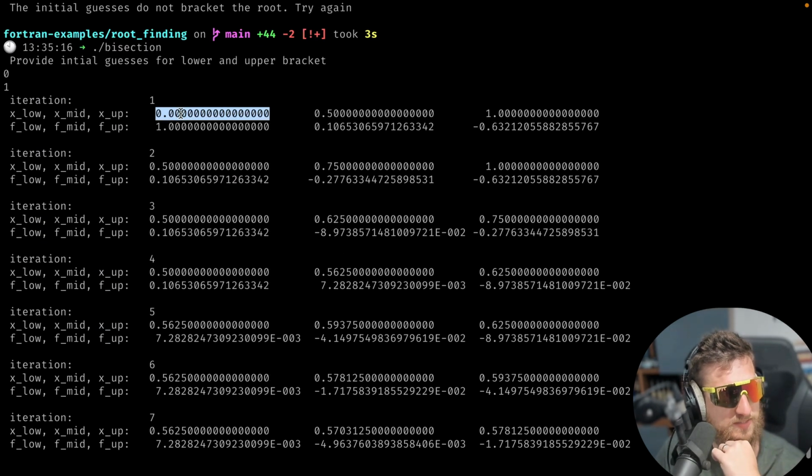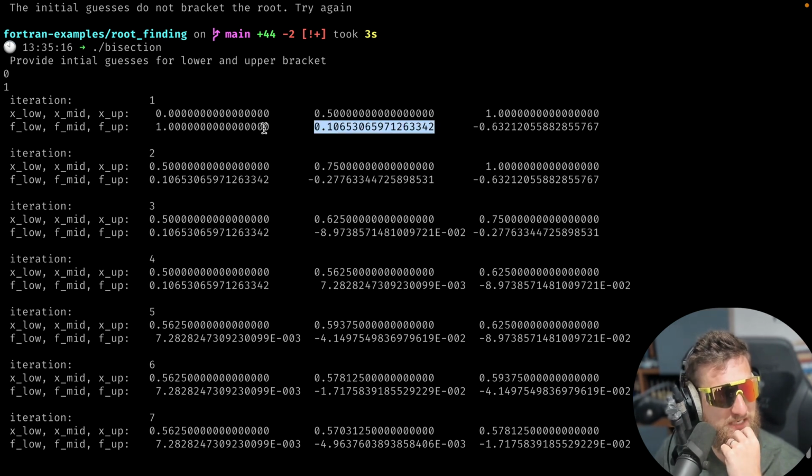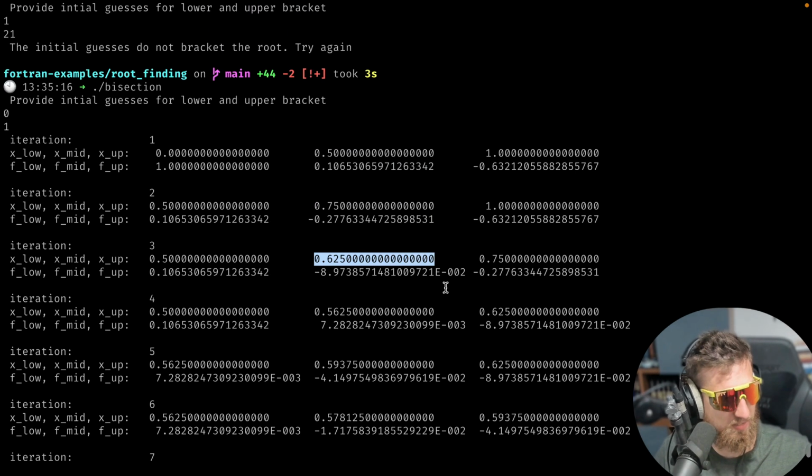So in iteration 1, xlow is 0, xmid is 0.5. The f of 0 is 1. The f of 1 is -6. So we bracketed, that makes sense. F of mid is the same sign as low, so we want to move low up to the mid. That's worked. It calculates the midpoint correctly. They're now opposite signs, so we would expect the upper to become the mid, which it has. F mid is now opposite, so we'd expect the upper to become the mid. So yeah, that looks like it's working.